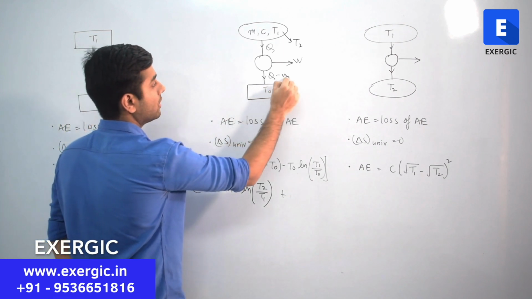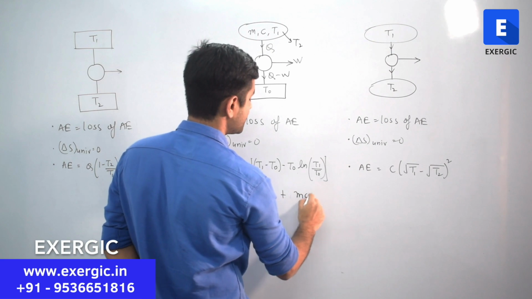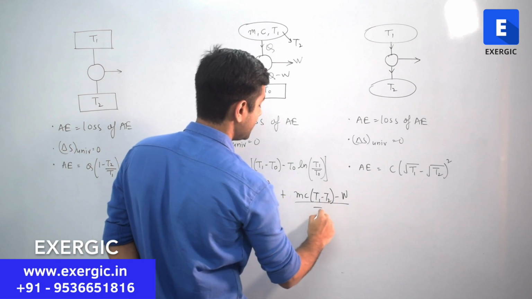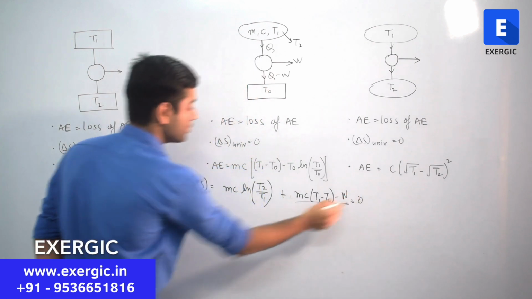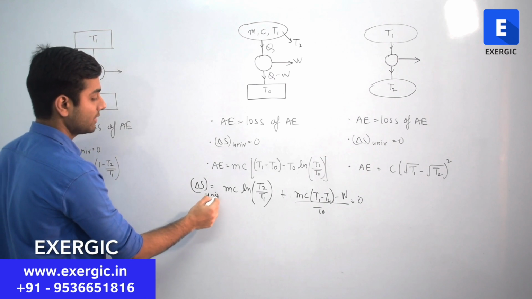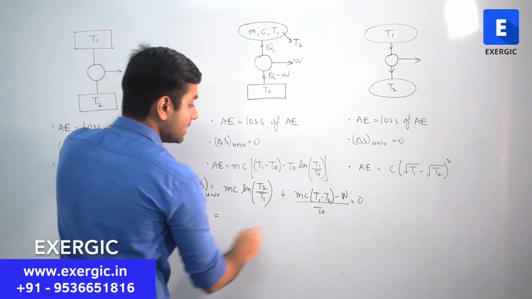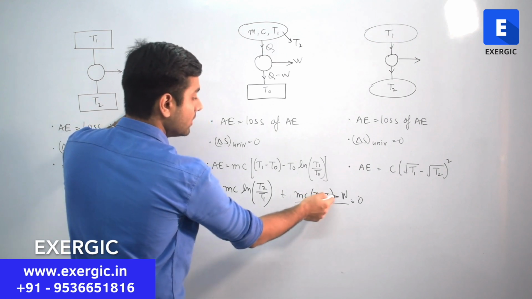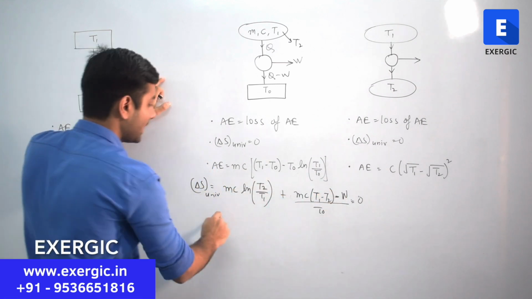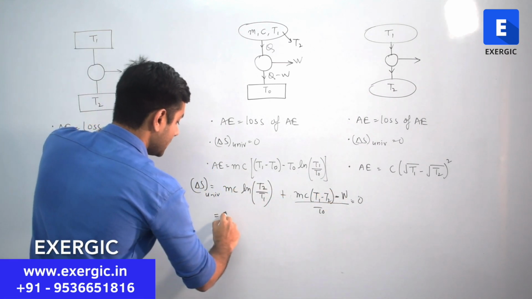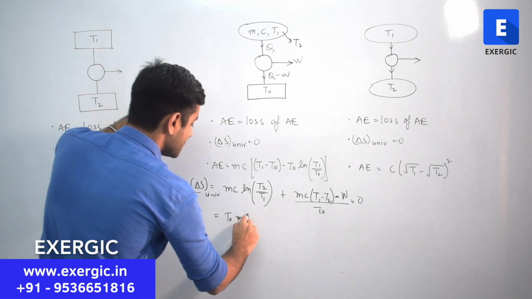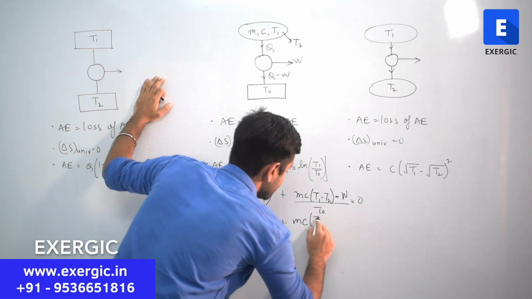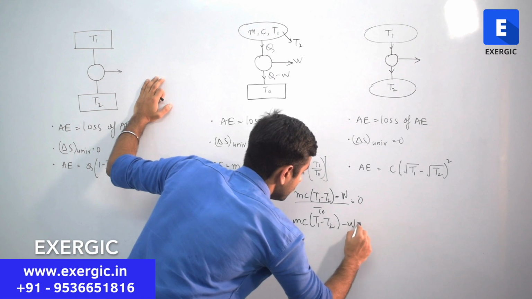Q minus W, and Q is equal to MC (T1 minus T2). So (MC (T1 minus T2) minus W) divided by T0 should be equal to 0, because delta S universe should be equal to 0 for reversible. Now what you can do is multiply T0 with this first. So after multiplying T0, we will get T0 MC ln (T2 by T1) plus MC (T1 minus T2) minus W is equal to 0.